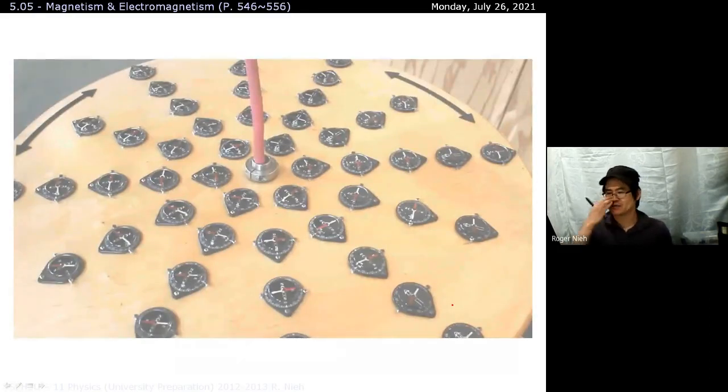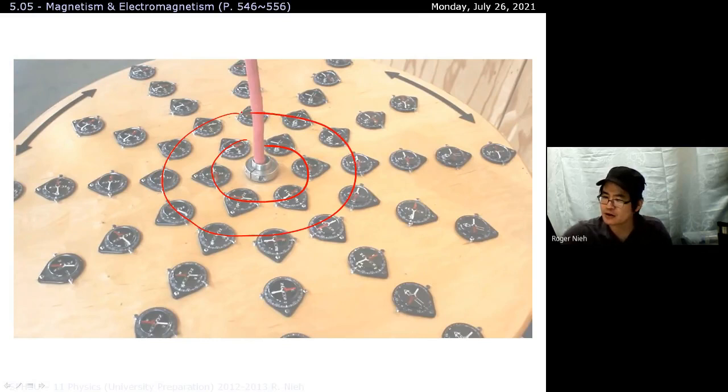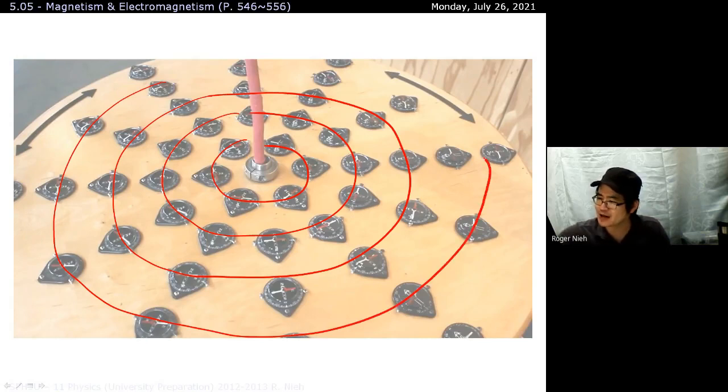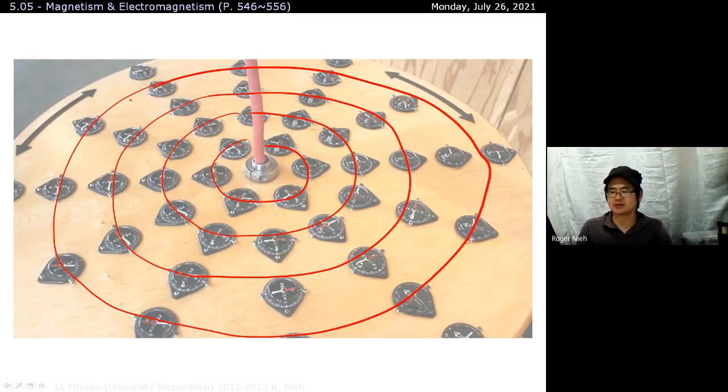Okay, so here's a snapshot of that frame over there. And you can see that, yes, all of the little compasses are in alignment with each other. They should be facing the same direction. However, some of them, unfortunately, again, got messed up because thousands of kids are playing with it. So they're not perfectly pointing that way. But you can still see these concentric circles.